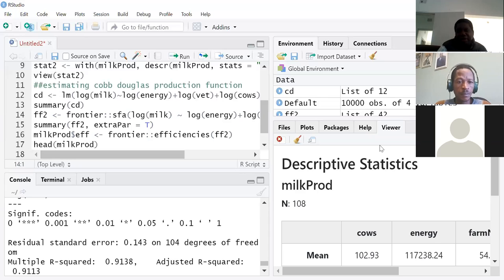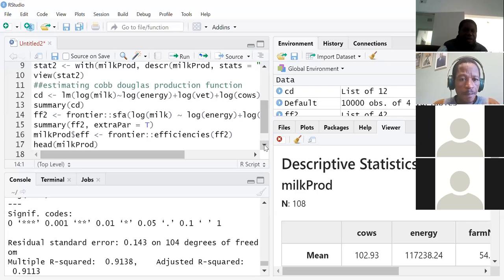Giovanni, did you get it? Can't even hear you. Pilili, are you following? Yes, I am, Prof. Yeah, that's okay. Let us now look at how to interpret.